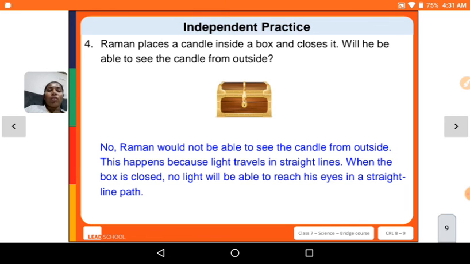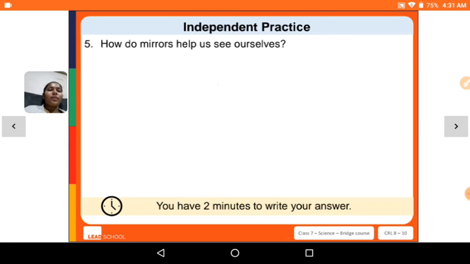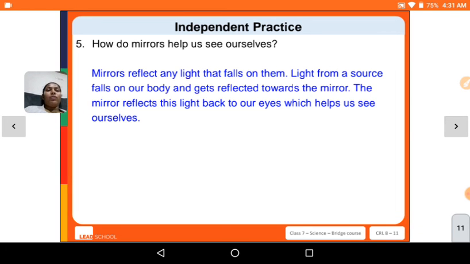So no, Raman would not be able to see the candle from outside because light travels in a straight line and the box is closed, so the light will not be able to reach our eyes, right? How do mirrors help us see ourselves? Mirrors reflect any light that falls on them. Light from a source falls on our body and gets reflected towards the mirror. The mirror reflects this light back to our eyes, which helps us see ourselves.